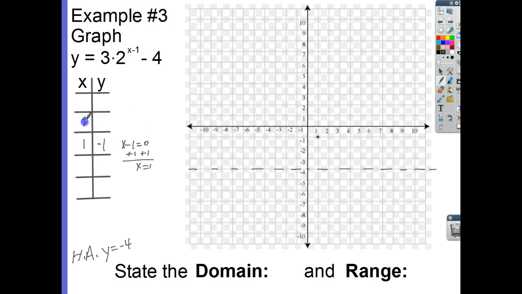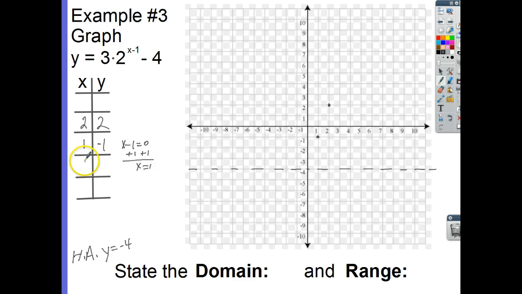All right. And let's go a little bit bigger. Let's see if we put in 2, we go up 1 from that. If we put in 2 here, 2 minus 1 is 1. 2 to the first is 2. 2 times 3 is 6. 6 minus 4 is 2. So the point 2, 2 is on this curve. That's probably going to be enough in that direction. Let's move in this other direction.